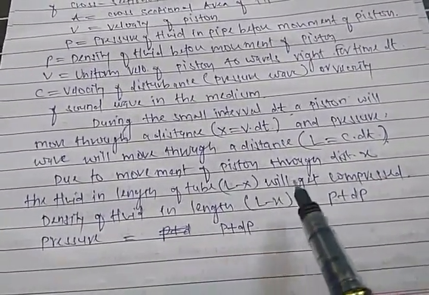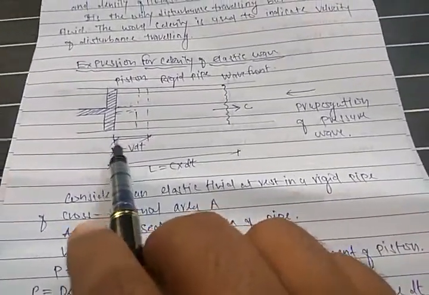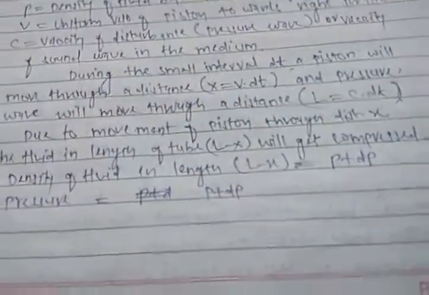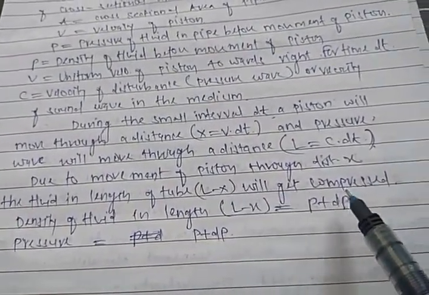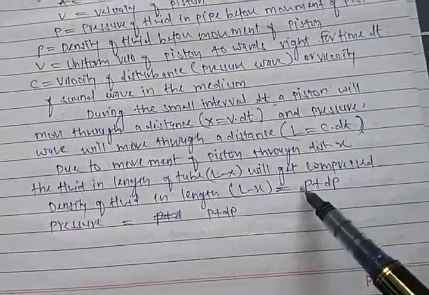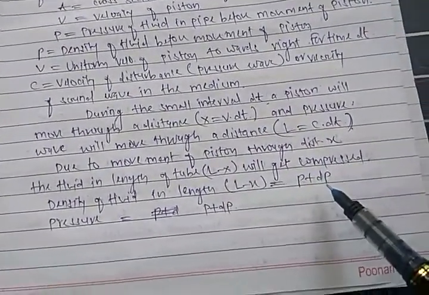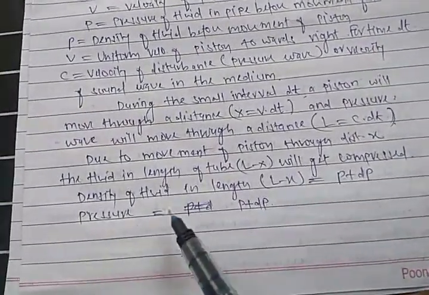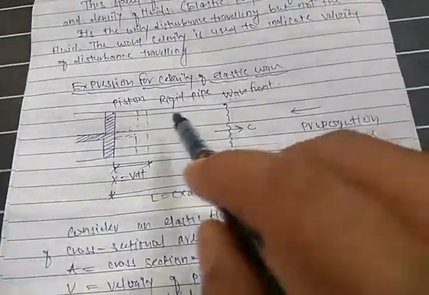Due to movement of the piston through distance x, the fluid in the length of tube L minus x will be compressed. The density of fluid in this length L minus x, earlier it was rho, now it has become rho plus d rho, a small incremental increase in rho. So pressure has also changed, p plus dp, in this small part, the L minus x part.